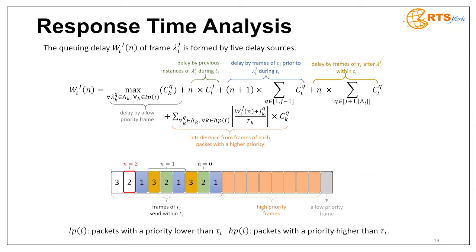The queuing delay of frame lambda_ig can be formed by five delay sources. The first is the delay introduced by low priority frames. Because the schedule is non-preemptive, any packet has to wait for that low priority frame to be finished. The second part is the delay by the previous instance of lambda_ig during the busy period. The third part is the delay by frames of tau_i prior to lambda_ig during the busy period. The fourth part is the delay by the frames of tau_i after lambda_ig within the busy period. And finally, the interference from frames of each packet with a higher priority.